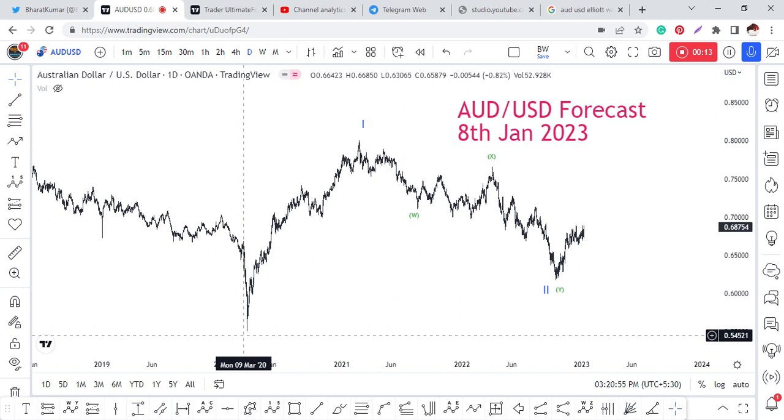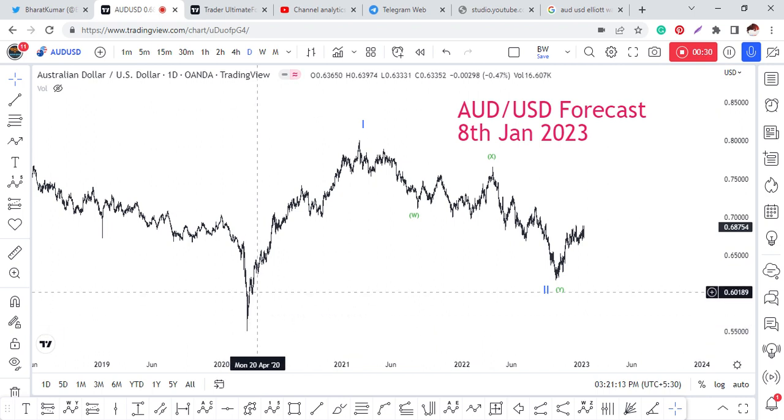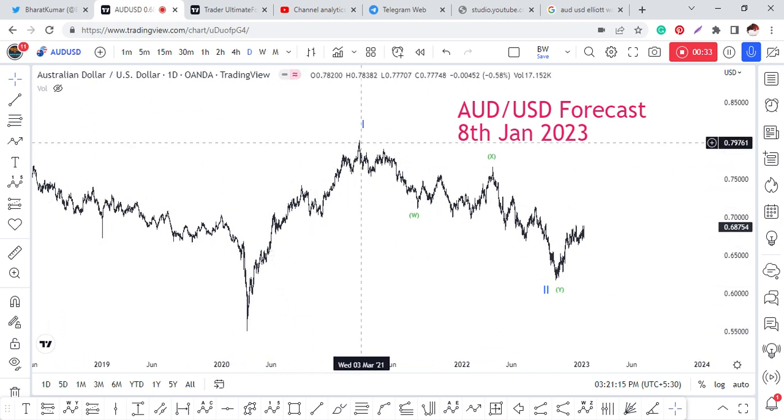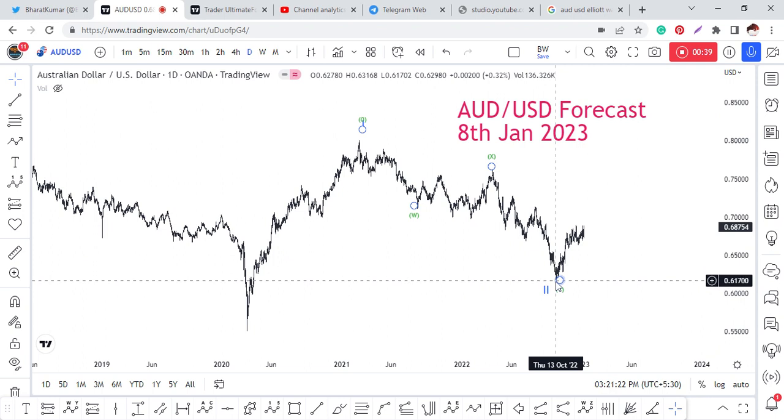Let's start. We are starting from here. This is the point 0.55201, the prior low on the daily time frame, March 2020. So we can see here this is the entire wave 1, and this whole correction from 0.79800 to 0.61700 is the entire wave 2.